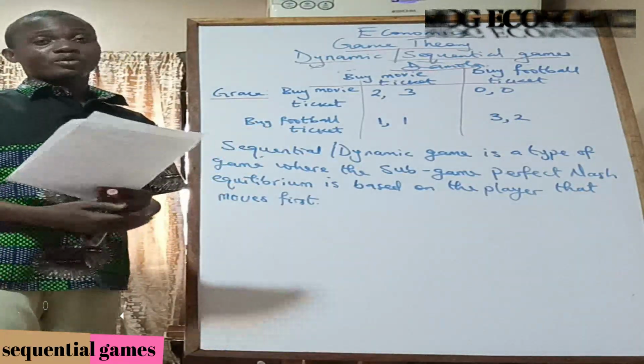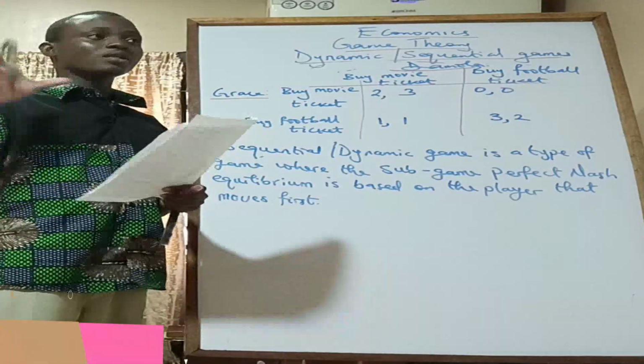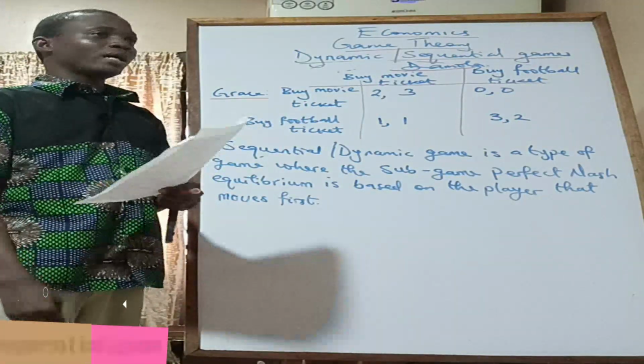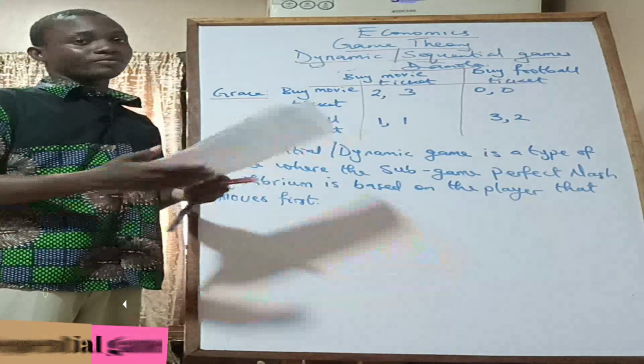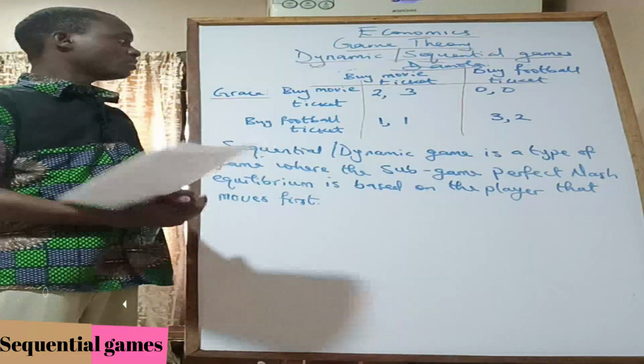We were talking about game theory. My plan was to start sequential games in the previous lesson, but we were running out of time, so I had to end it, and we are going to talk about it fully in this video. So we have a normal form game on the board.